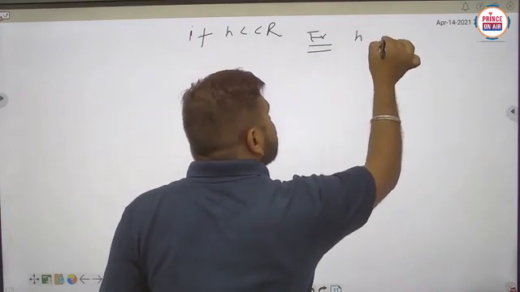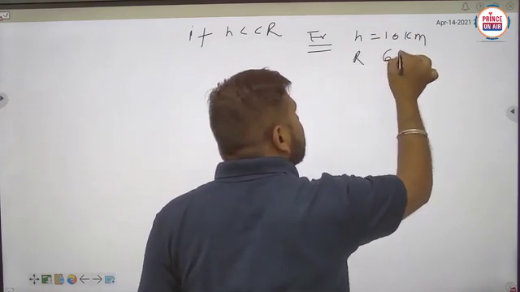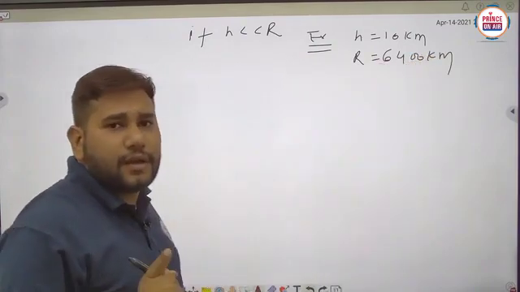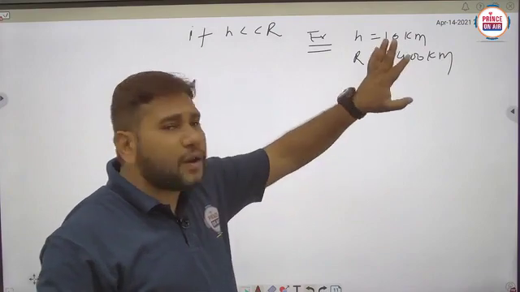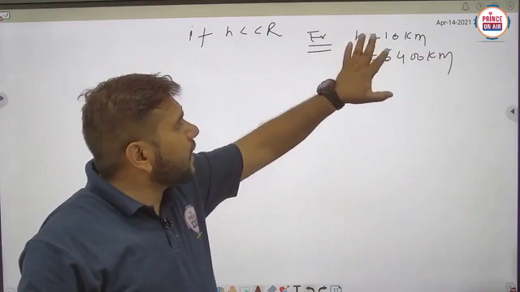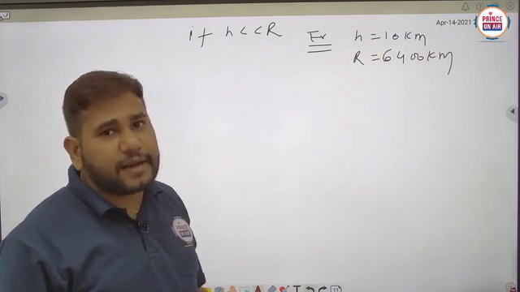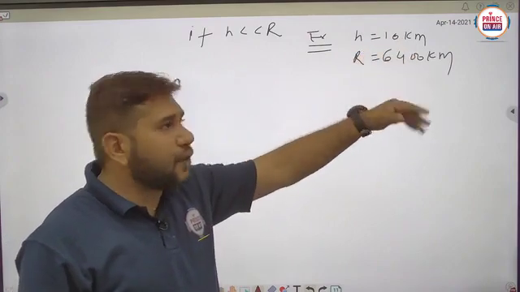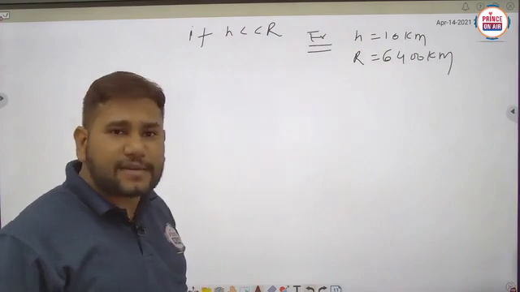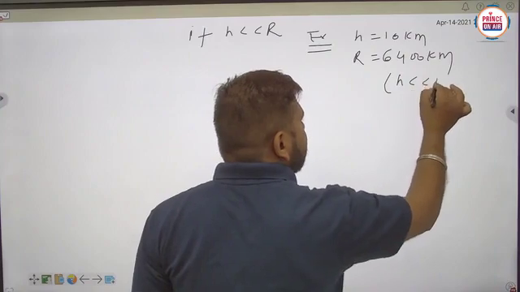Let h equal 10 kilometers and R equal 6400 kilometers. Yes or no, beta? Can I say that h is only 10 kilometers and R is 6400 kilometers? So can you say in this example that h is very, very less than R? It is clear that h is only 10 kilometers and R is 6400 kilometers, so I can say that h is very, very less than capital R.